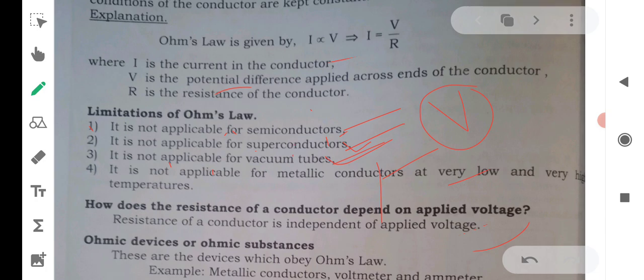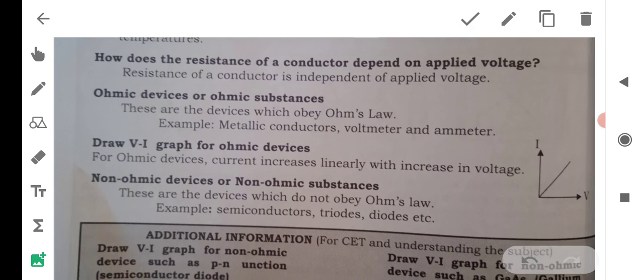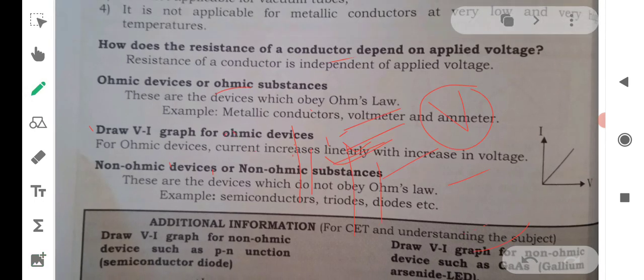Now, students, in the previous video we discussed what ohmic devices are. The devices which obey Ohm's law are called ohmic devices, and the devices which do not obey Ohm's law are called non-ohmic devices. Examples of ohmic devices are metallic conductors, voltmeter and ammeter. Examples of non-ohmic devices are semiconductors, triodes and diodes. Triodes and diodes are types of semiconductors, and we will discuss them in later videos.